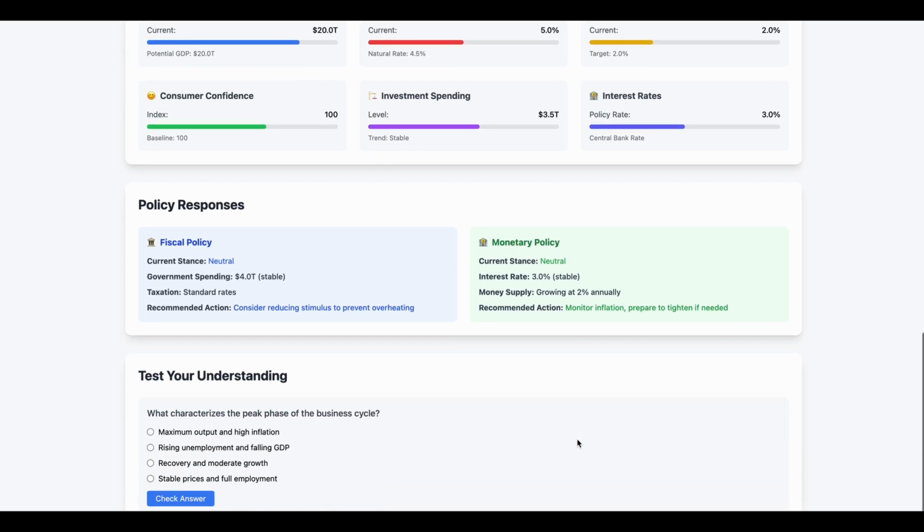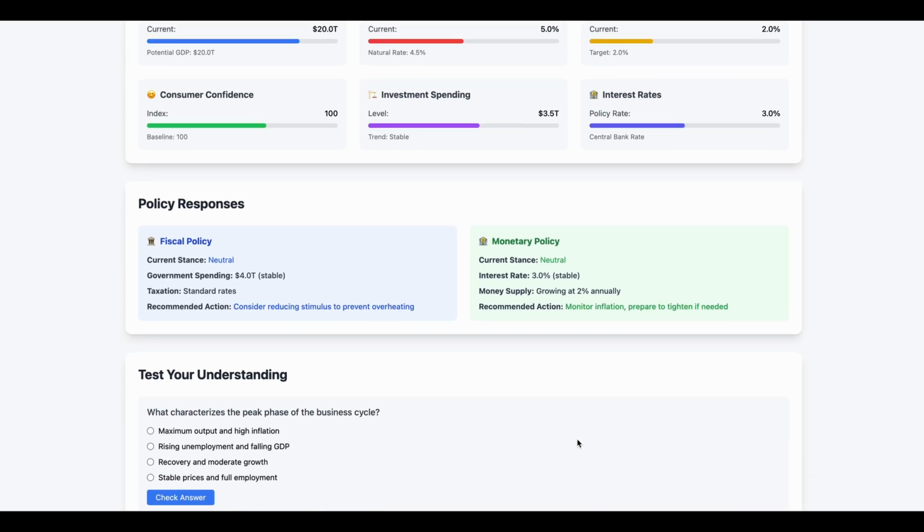Regarding the discussion we've had around the business cycle, what characterizes the peak phase of the business cycle? Maximum output and high inflation, rising unemployment and falling GDP, recovery and moderate growth, stable prices and full employment. You can think about it, try to recall our discussion.